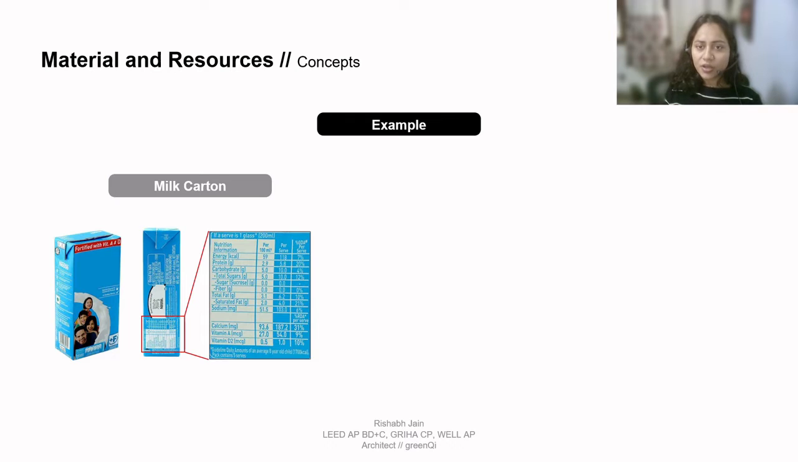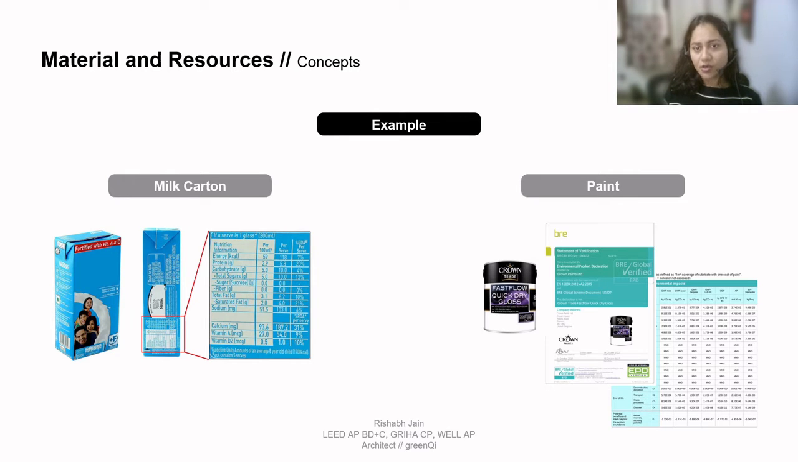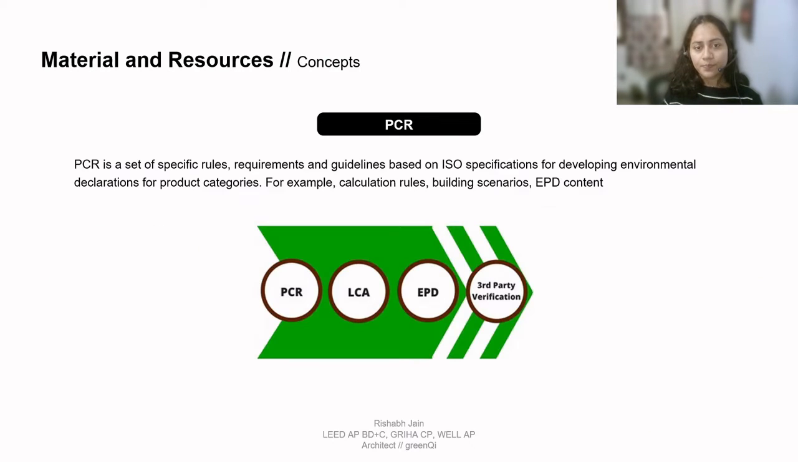So similarly, an EPD discloses a product, a building product's environmental impacts. This is done based on the six impact categories that we'll be discussing later. This is basically a general analogy that I like to tell people when I'm trying to explain EPD, because it's easy to understand what an EPD does.